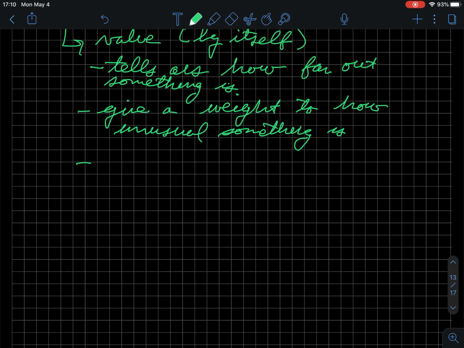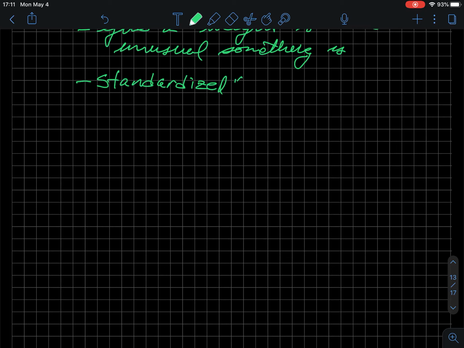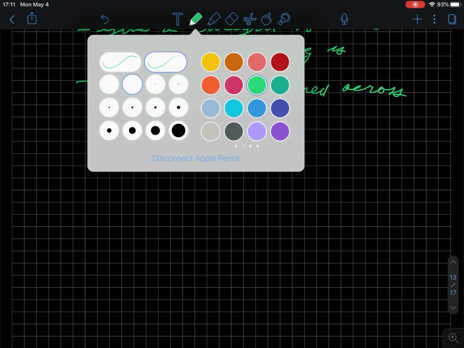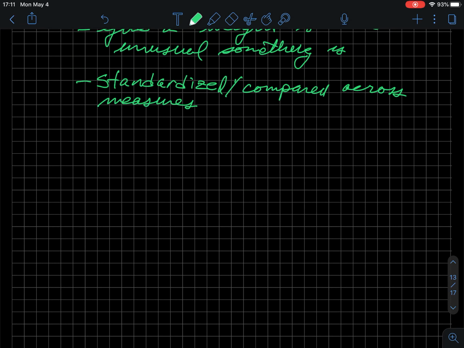It is standardized. Maybe this will be better for this screen. My handwriting isn't this bad on paper, but it is here. Standardized, so it can be compared across measures. And it gives a sense of impact.